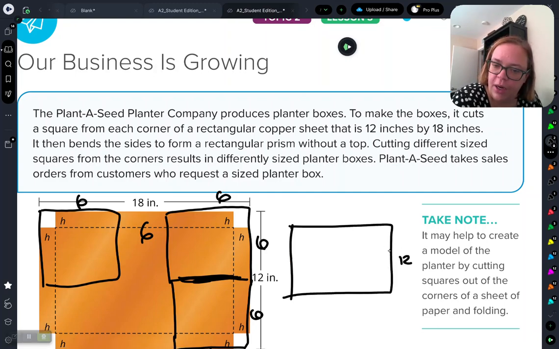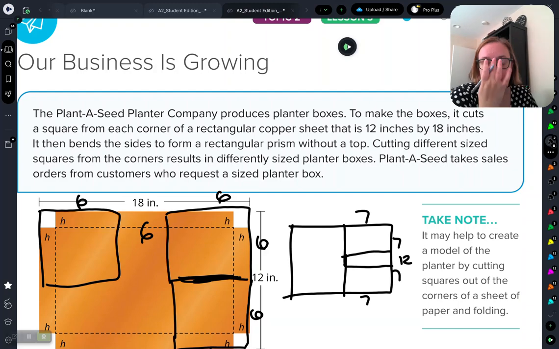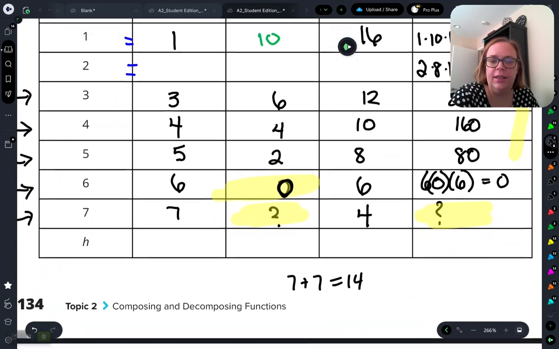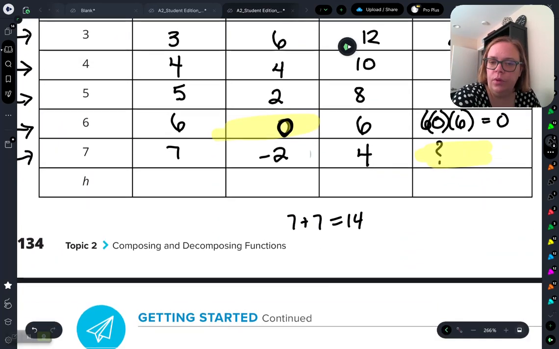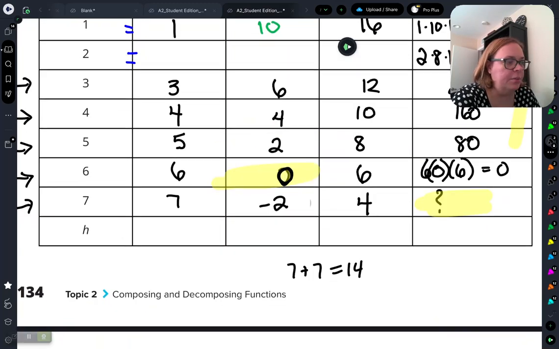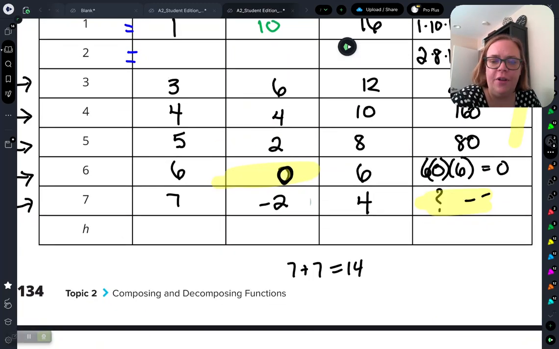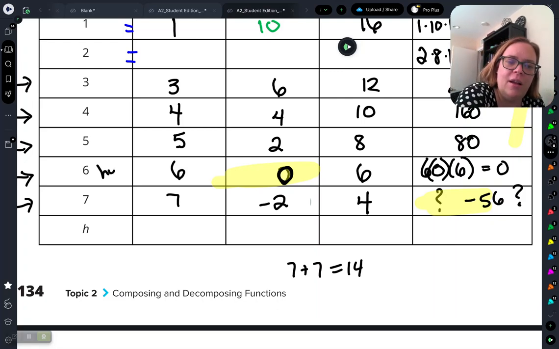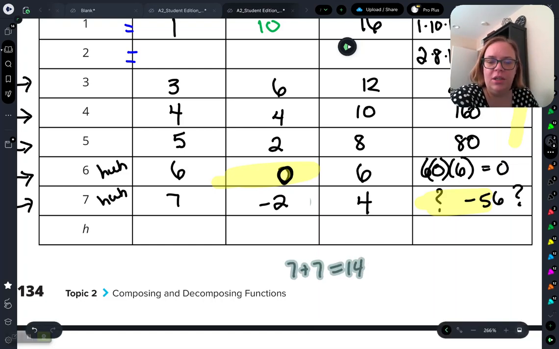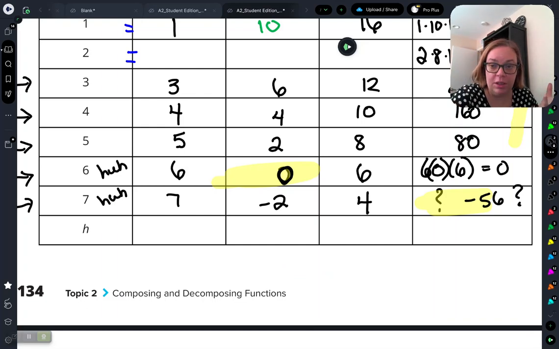This is 12, and I'm going to cut out a square that's 7 by 7, and then another one that's 7 by 7. That's impossible. I'm taking out more than's already there. I'm in the negative. So we could even say that it's like -2. And then there's still some length left, but you're going to get a negative volume. Doesn't make any sense. So this one is like, huh? And this one's like, huh? So there are some limitations here. You can't just use any square size because you're limited to the size of the sheet.